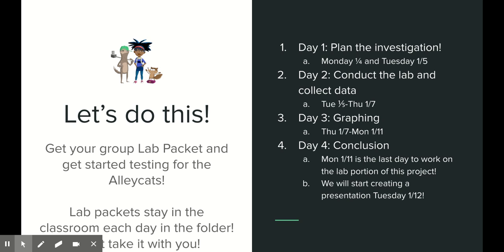The conclusion is the most important part because we need to be using our data and explaining to the Alleycats why your data makes sense and why your data provides the best solution. It's also a good time to talk about errors, things that maybe didn't go so well, or places where you feel that the investigation should be repeated. And if you did repeat the investigation, you can talk about your differences in findings.